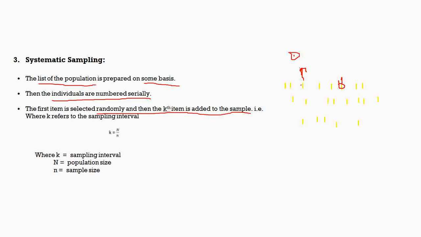So this one, and then 1, 2, 3, 4 this one, and then 1, 2, 3, 4 this one, and then 1, 2, 3, 4 this one. So all these belong to my sample. This 4 over here is the K that I've given. There is a formula for finding this, where K is the sample interval. How do we find K? We have the population size, the total population.